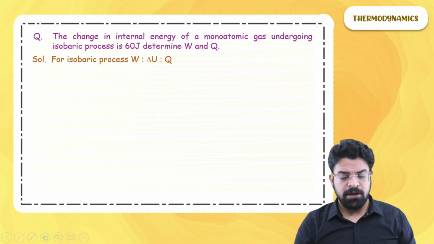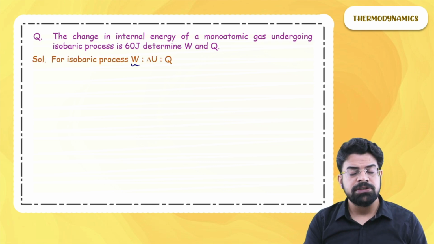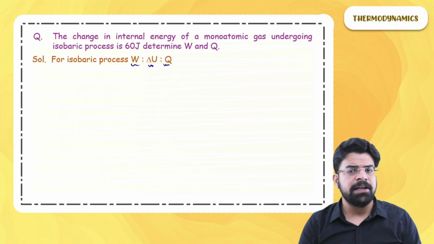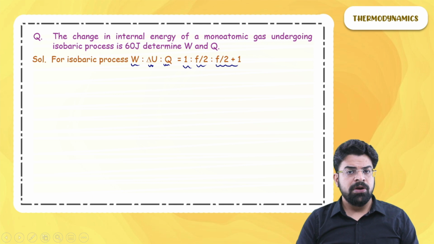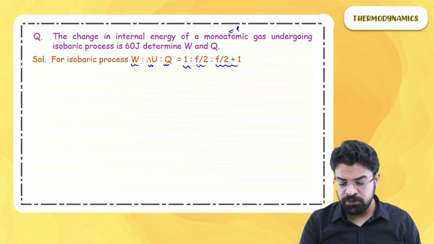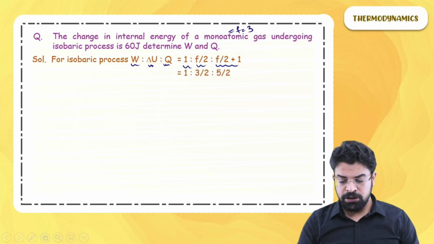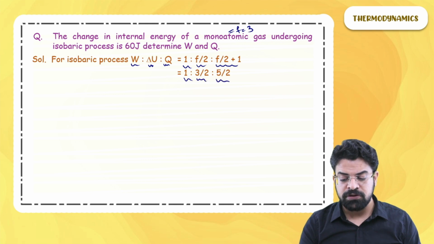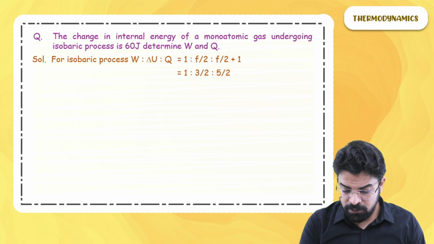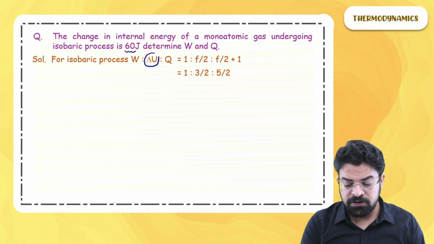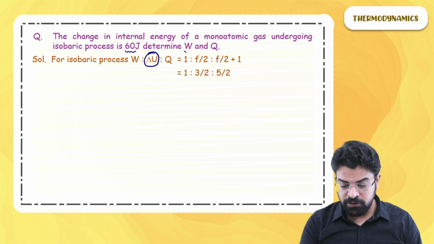So we know that for an isobaric process, the work done to the change in internal energy to the heat given is in the ratio 1 is to f by 2 is to f by 2 plus 1. For a monoatomic gas, we substitute the degree of freedom as 3. So you get 1 is to 3 by 2 is to 3 by 2 plus 1, that is 5 by 2. Now delta U is given and they are asking you W and Q.